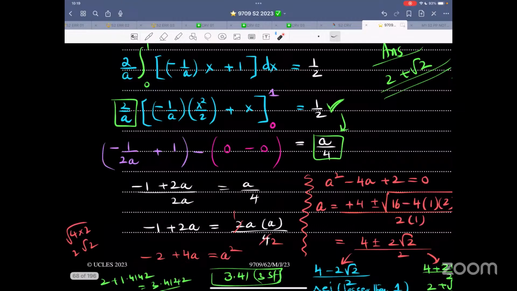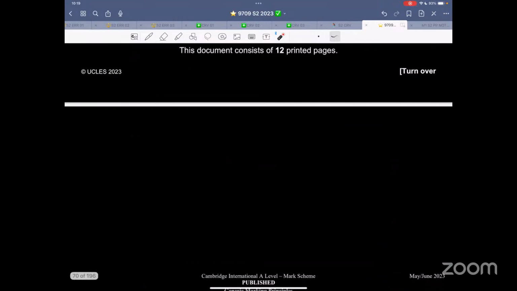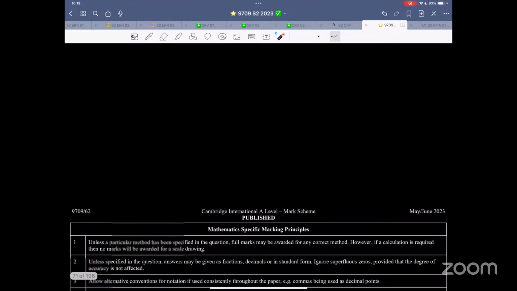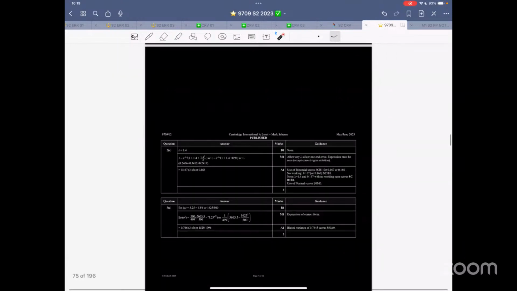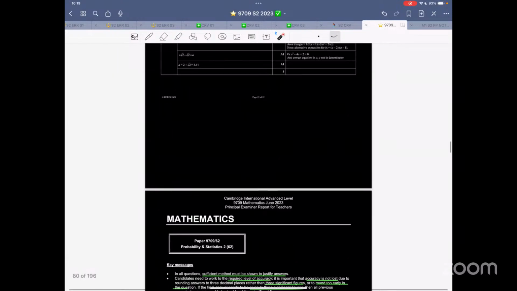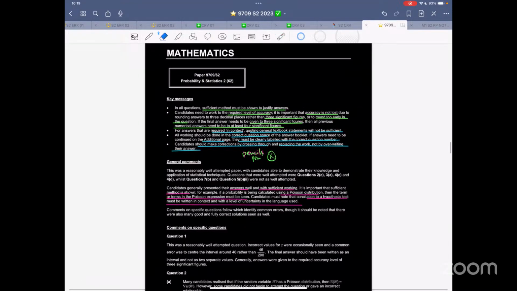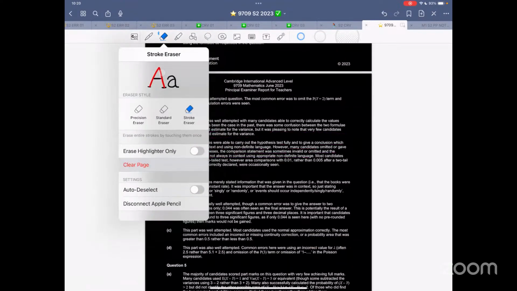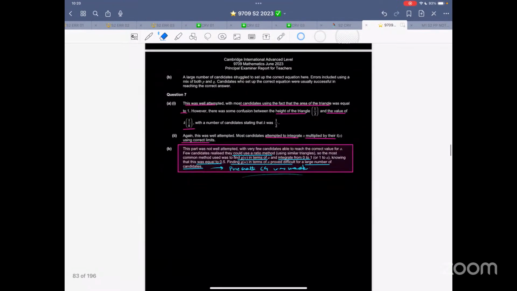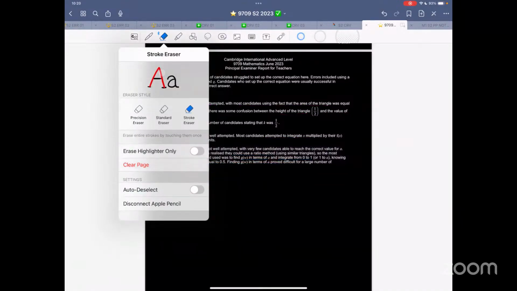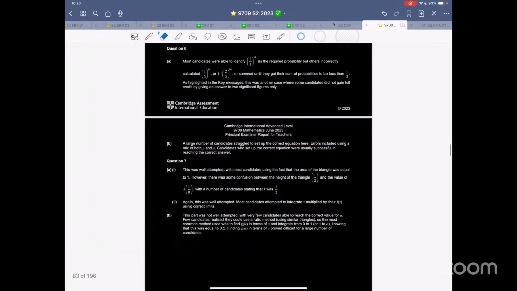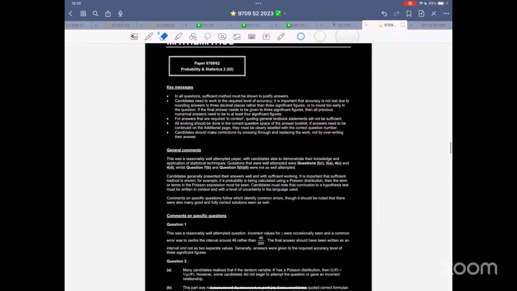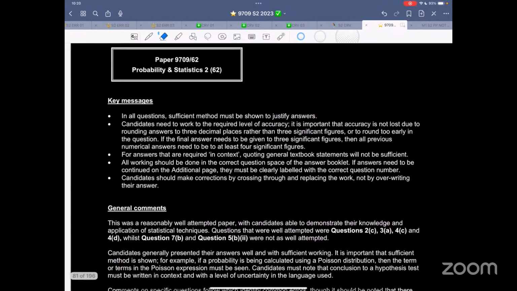A very strong paper. Let me go to the examiner report on this particular paper because it's definitely worth it. I hope the examiner report is here. Yes, it is. So let me just clear the page for you. And since we have done every single question on this one, it's definitely worth it to go through everything over here. So now, first of all, what I need is the key messages, which are of utmost importance.